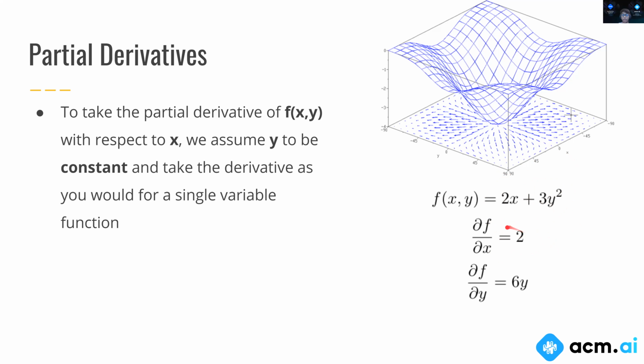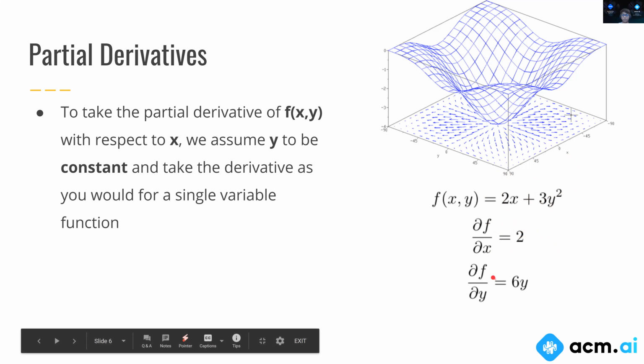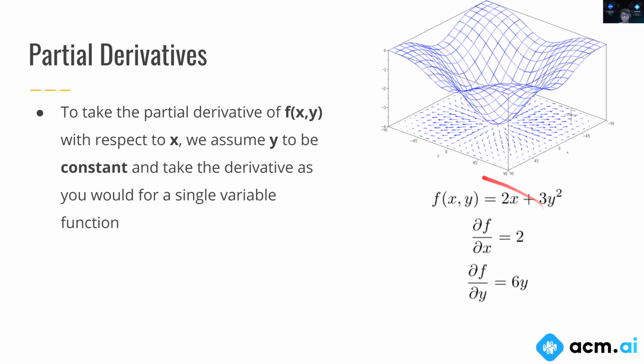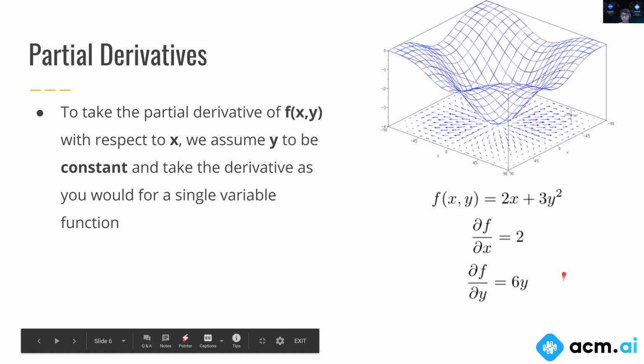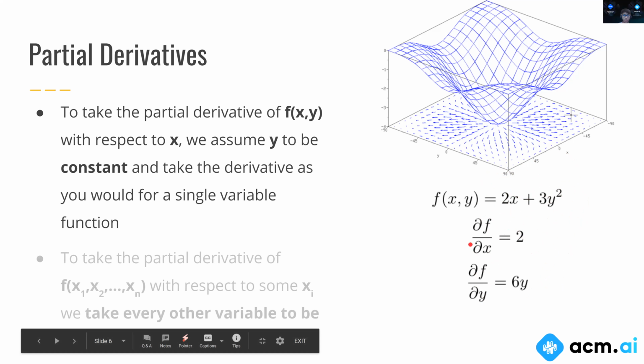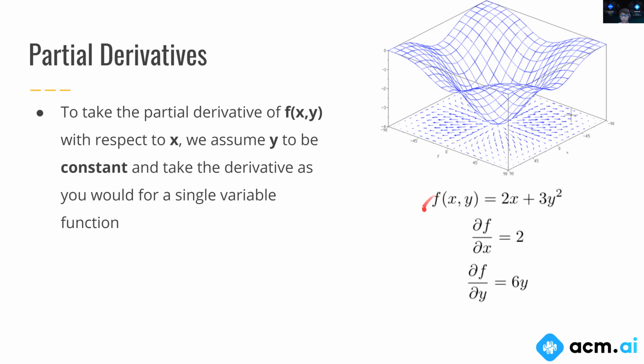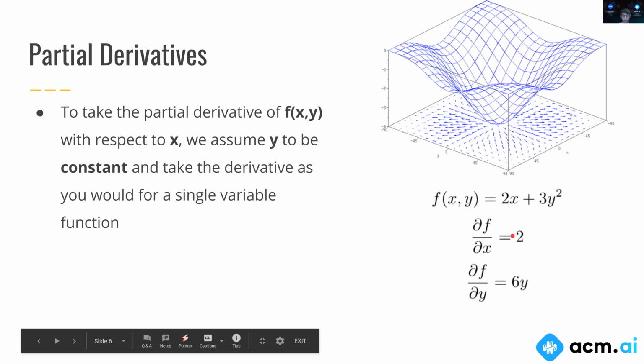Similarly, if we want the derivative with respect to y, we say x is a constant. So x doesn't change, and when we take its derivative, it goes to 0. On the other hand, if we take the derivative of 3y squared, we end up getting this 6y term over here. So in this two variable case, we get two different partial derivatives.